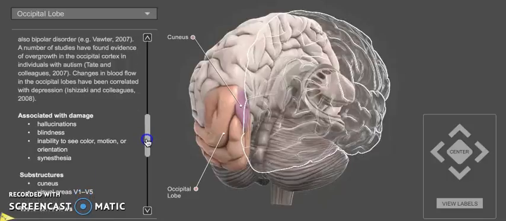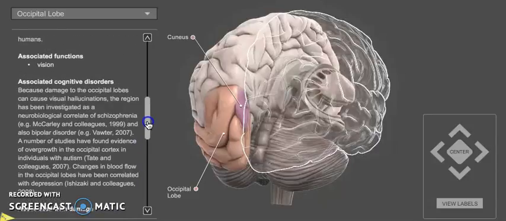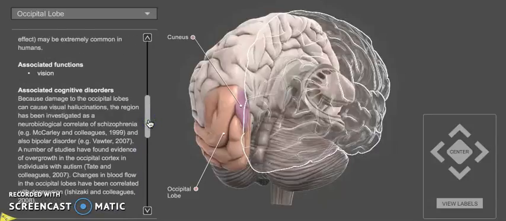And associated cognitive disorders with this, there are a few. Because damage to the occipital lobes can cause visual hallucinations, the region has been investigated as a neurobiological correlate of schizophrenia and also bipolar disorder. A number of studies have found evidence of overgrowth in the occipital cortex in individuals with autism, and changes in blood flow in the occipital lobes have been correlated with depression.